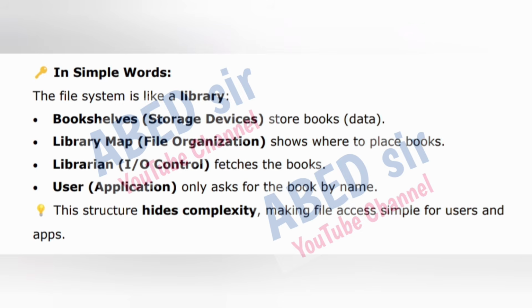In simple words, the file system is like a library. Bookshelves, storage devices, store books, data. Library map, file organization, shows where to place books. Librarian, I/O control, fetches the books. User, application, only asks for the book by name. This structure hides complexity, making file access simple for users and apps.